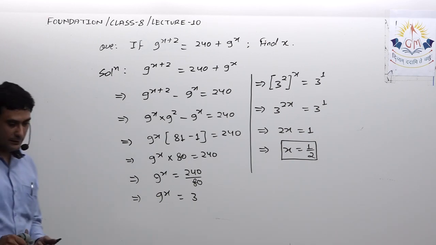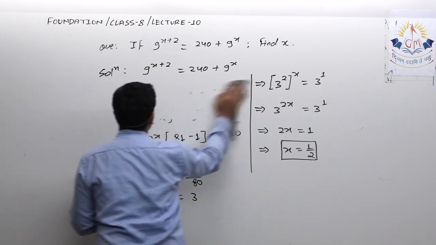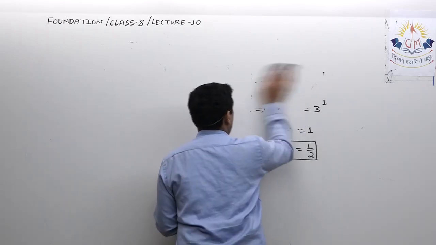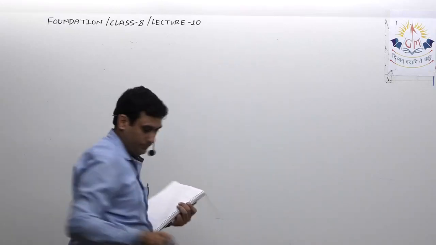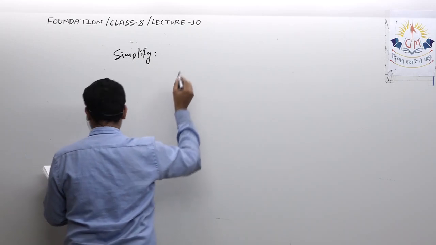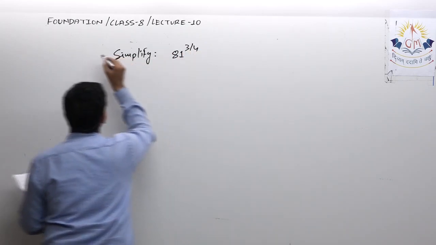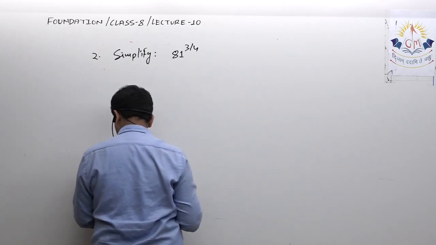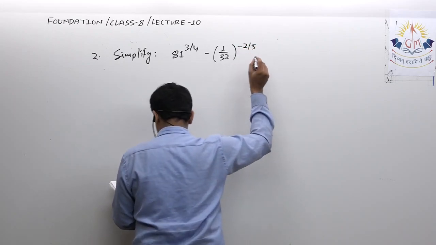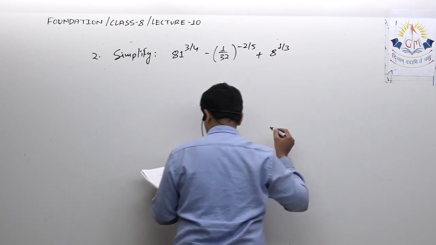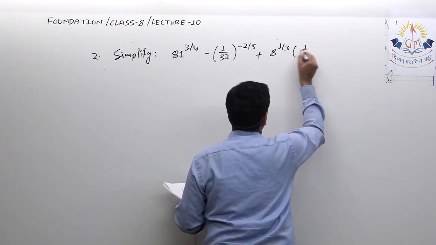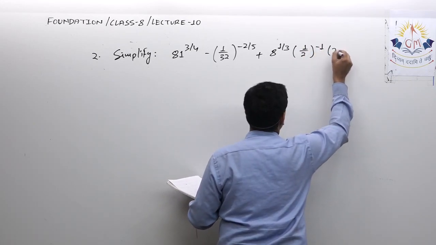Okay, now let us see the next question. Next is simplify: 81 raised to 3 by 4 minus 1 upon 32 raised to minus 2 upon 5 plus 8 raised to 1 upon 3 into 1 upon 2 raised to minus 1 into 2 raised to 0.